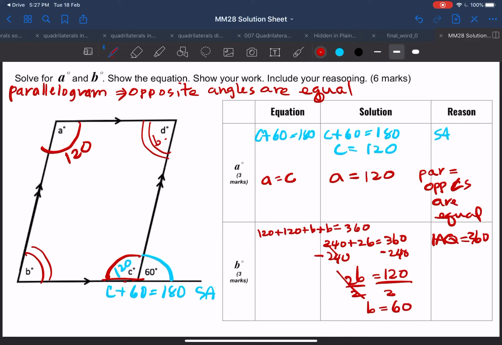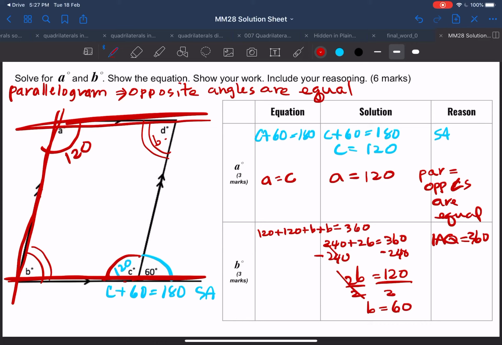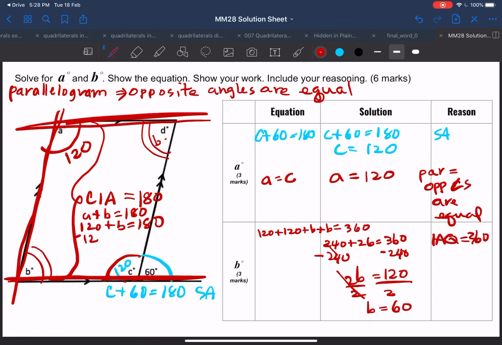Okay, now there's another way of doing this. Some of you did it this way. These two lines are parallel, so this is a transversal. What's the relationship between A and B? A and B are consecutive interior angles, and consecutive interior angles total 180. So A plus B equals 180. A is 120, so B equals 180 minus 120. B is equal to 60. So you got the same thing.